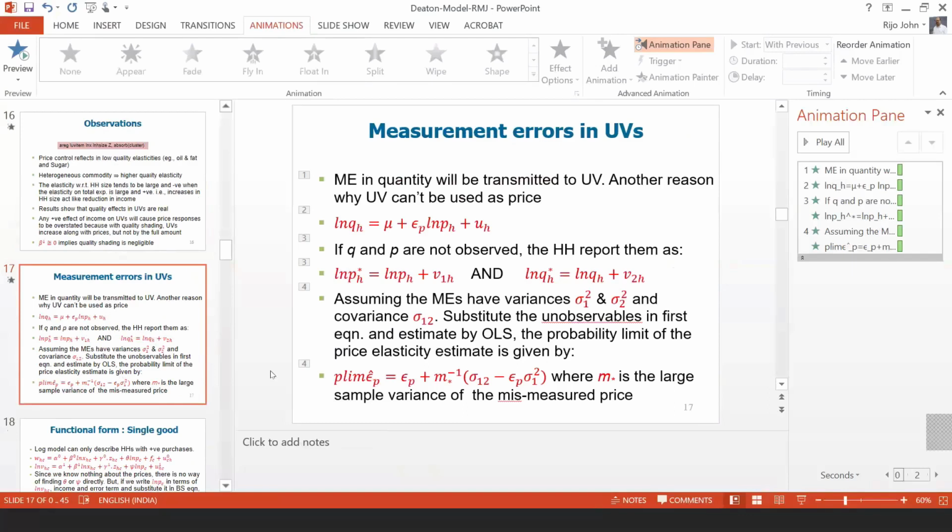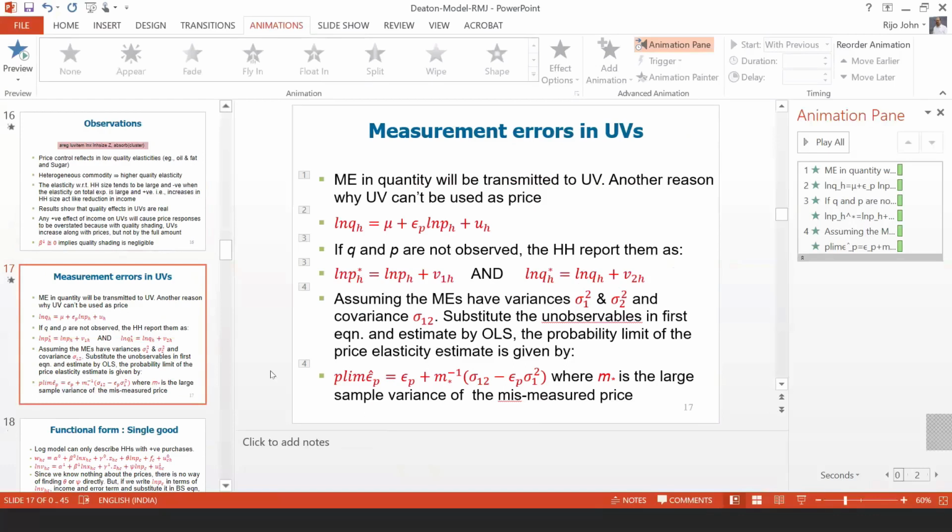For example, let us say the logarithm of quantity is equal to mu plus EP, ln P. This is the standard demand function without any other variables. But let us say Q and P are not really observed, whereas instead the households report them as P star and Q star. Basically, P star is P plus an error. Similarly, Q star is Q plus an error. So both the real Q and real P are unobserved. What is observed is Q star and P star, with some error in it.